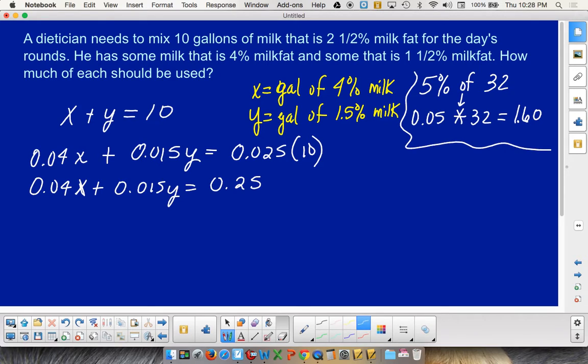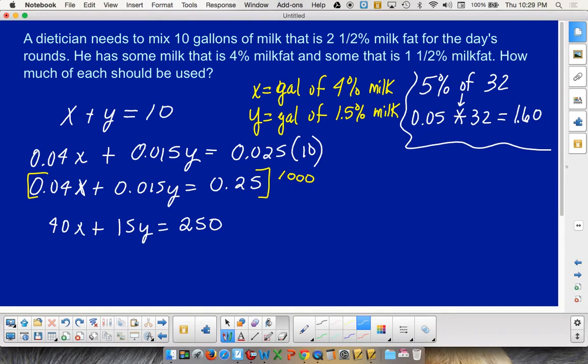How would I get rid of all the decimals? Well, what's the largest number of decimal places I see? The Y one has 3 decimals on it. So therefore, if I want to get rid of all 3 decimals, technically, I'm multiplying this thing times 1,000. In reality, you could just move it all by 3 decimal places. So if I move this first one by 3, that's actually going to give me 40x plus 15y, and it ends up equaling 250.